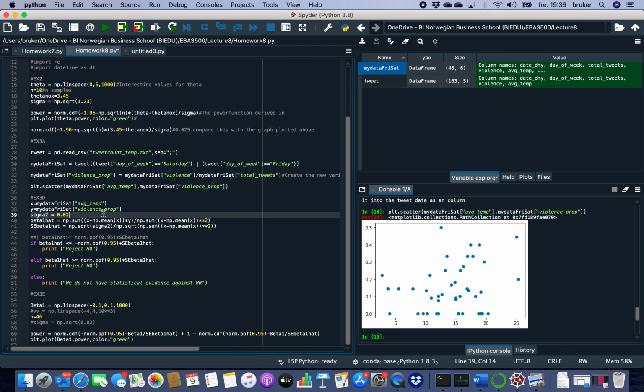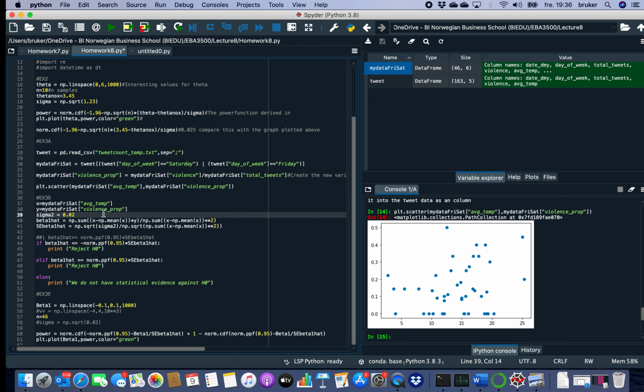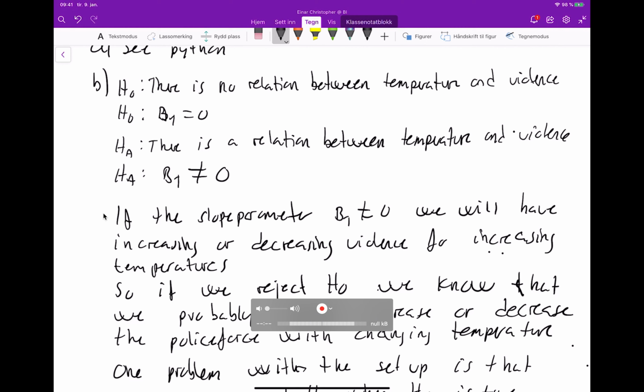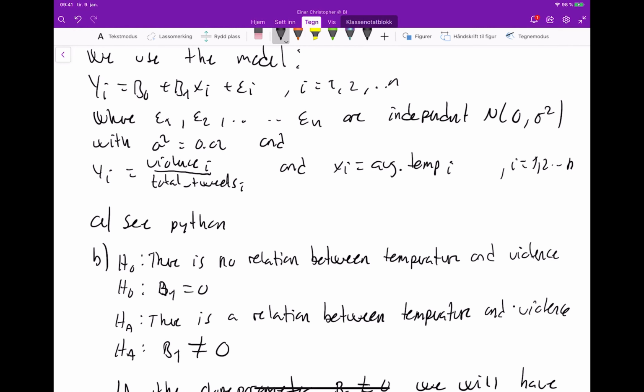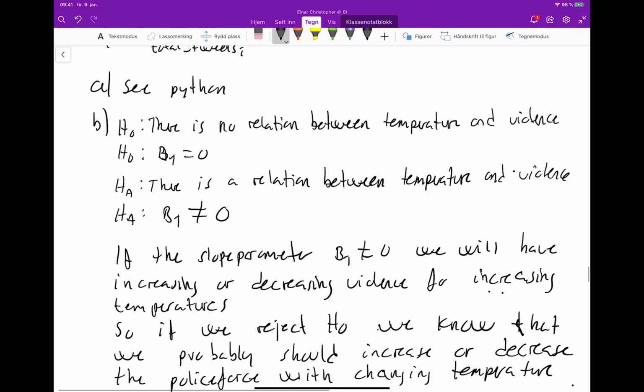So that was 3A. Then we can go and do 3B, where we get two hypotheses. We get that H0 is there is no relation between temperature and violence. That is the same as saying beta 1 equals 0 in the model. And the alternative hypothesis is naturally then there is a relation between temperature and violence. And that is the same as saying that the slope parameter beta 1 is not equal to 0. So if the slope parameter beta 1 is not equal to 0, we will have increasing or decreasing violence for increasing temperatures.